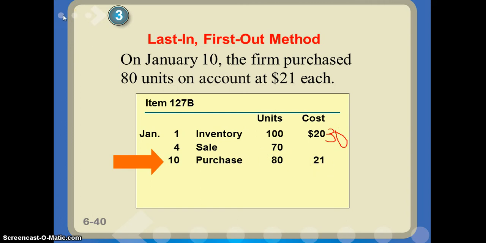So now we need to do our journal entry. Take 80 units times $21. That's the amount we owe for accounts payable. We've also increased our merchandise inventory by that amount. Pause and try your journal entry.